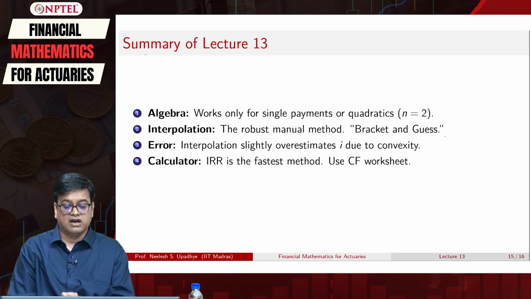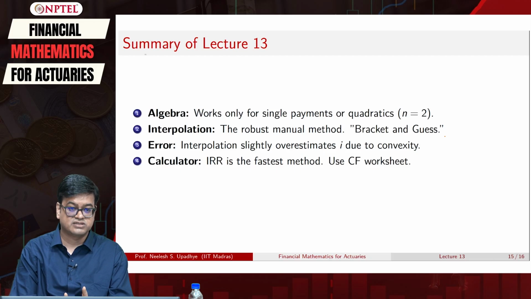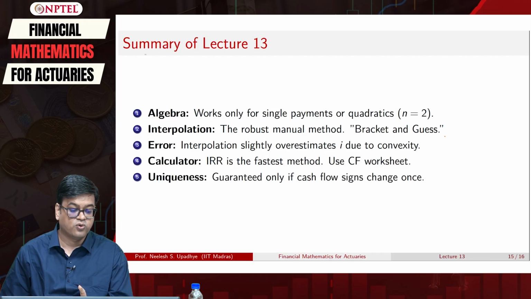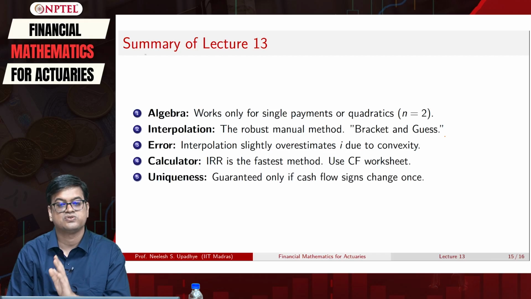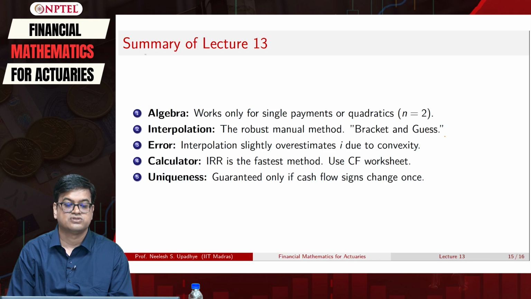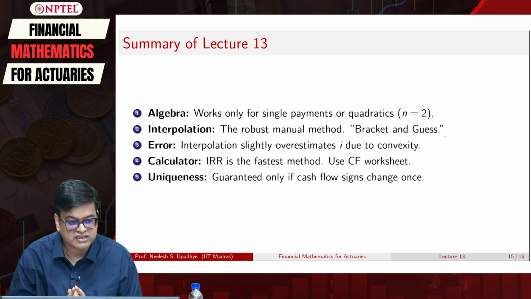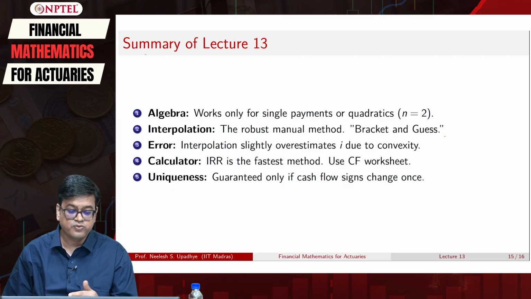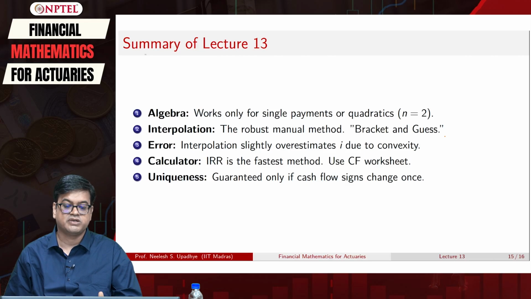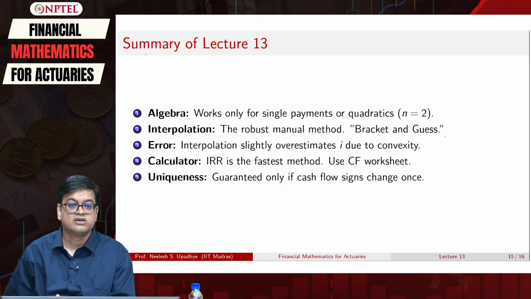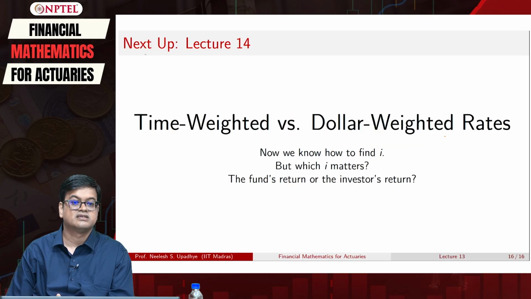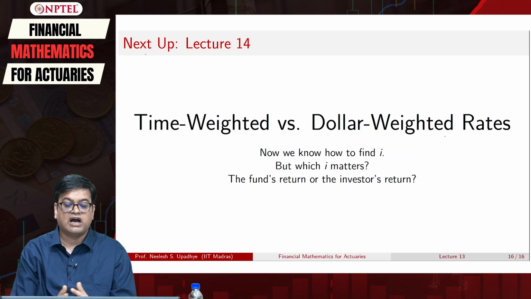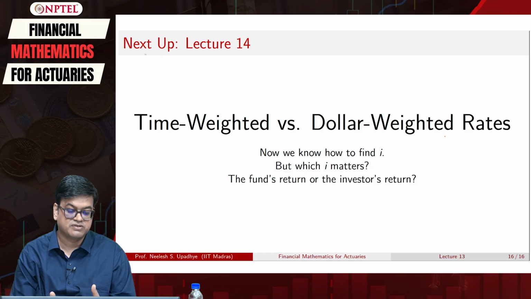Okay. However, the uniqueness of this solution is guaranteed only if the signs change only once. So that is the understanding that we have developed up to lecture 13. Now we know how to compute unknown payments, how to compute unknown i, how to compute unknown time. What matters is which i, and we will answer this question in the next lecture.